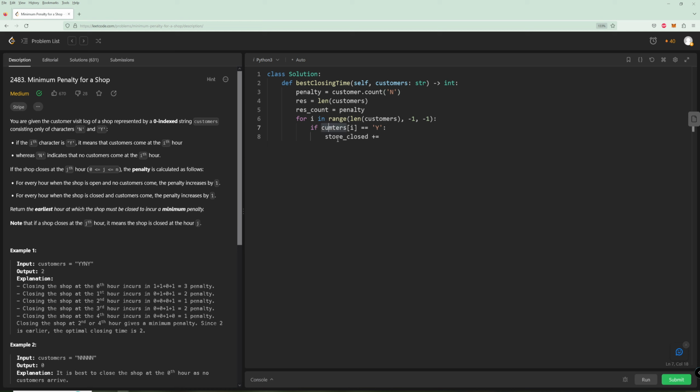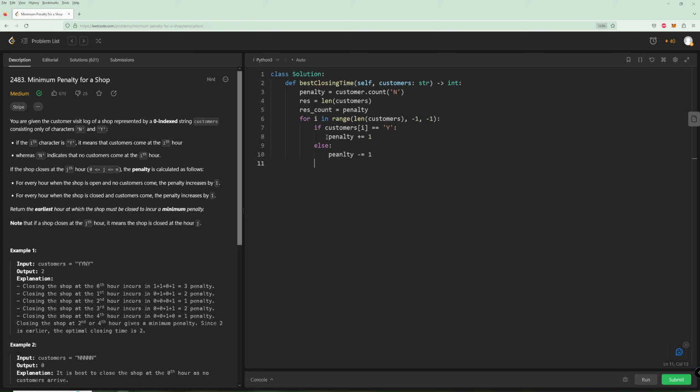So if customers[i] is Y, that means that's bad, right? That means the store was open and now it's closed, so we're going to incur a penalty there. Otherwise, if the store was open on an N and now we set it to closed, now we're going to decrease our penalty, because that's good, right? If the store was open on an N and now it's closed, that's good for us. So then we're going to subtract the penalty.